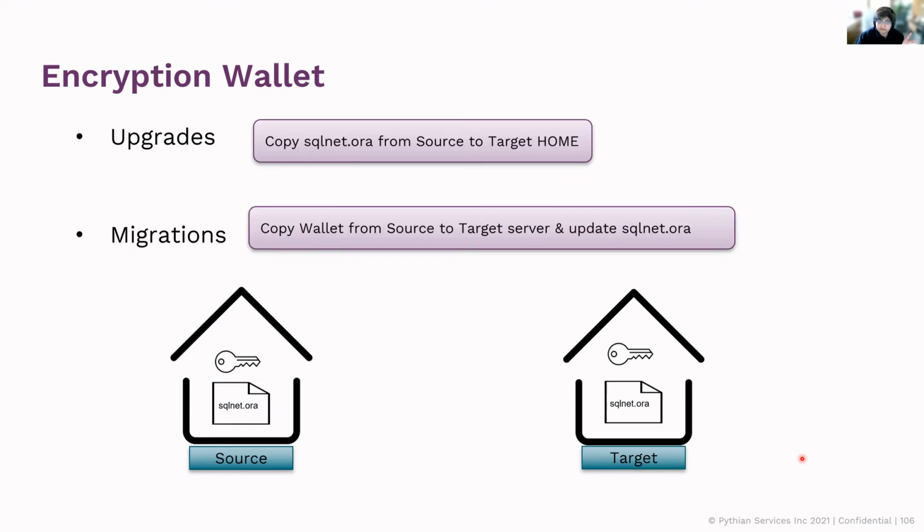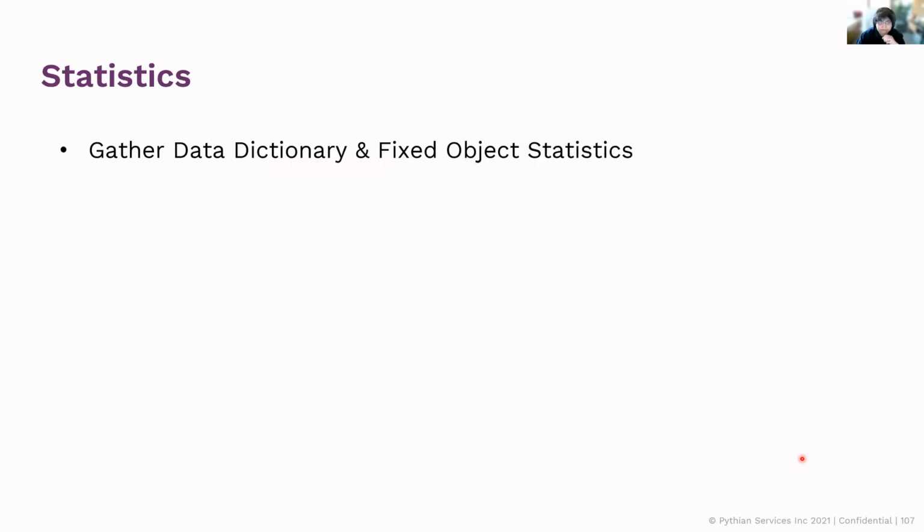Similarly, if it is a migration, you want to update your SQLnet.ora as well as copy over the wallet that you want to use. So with encryption wallet, it should be a check in your checklist again that you have the right encryption keys. Again, if you plan to reset any of your passwords, don't forget to update your credential list in your wallets.